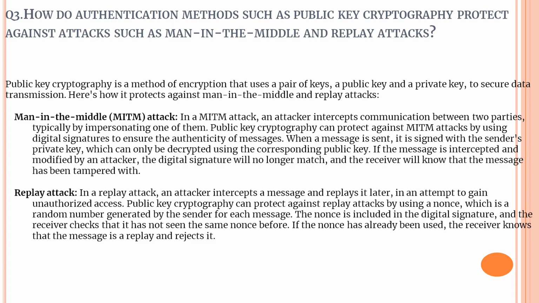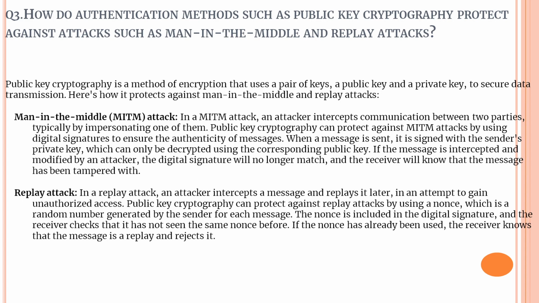The next question which we have is, how do authentication methods such as public key cryptography protect against attacks such as man-in-the-middle and replay attacks? Let's go through the answer, which says public key cryptography is a method of encryption that uses a pair of keys, a public key and a private key, to secure data transmission. Here's how it protects against man-in-the-middle and replay attacks.